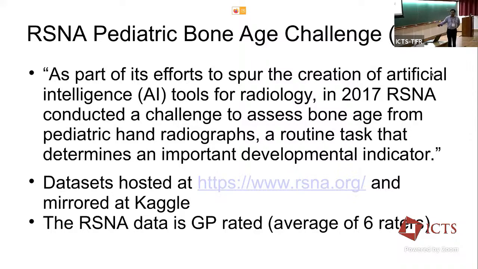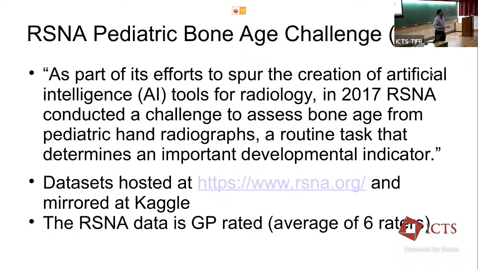Each RSNA image is actually GP rated by 6 raters. So this is important for us. The rating is a rating of 6 raters. Why do we need this? Why is it done that way? It is done that way because matching a photograph is a very subjective exercise.